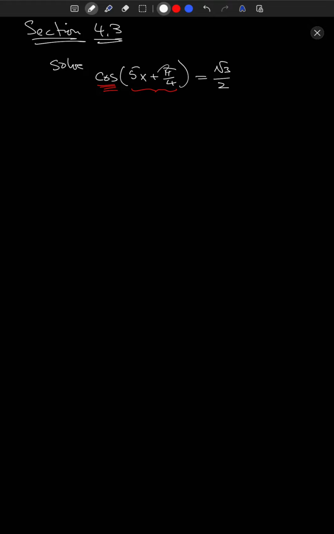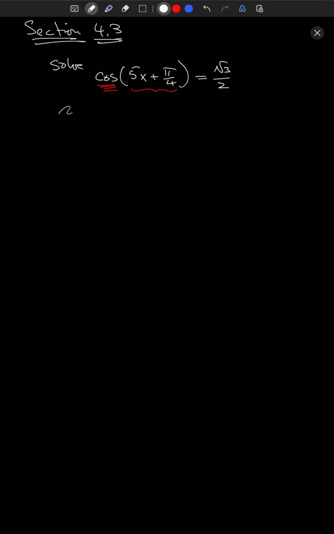This 5x plus pi over 4 is really unpleasant. So like I said in the last lecture, and like I always say in the math class, we want to transform problems that are complicated into ones that we already know how to do, right? So this problem looks very complicated, and the ones we know how to do are solve cosine of x equals a number, solve sine of x equals a number, solve cosine or tangent of something, a variable, equals a number. So I'm going to transform this into exactly that.